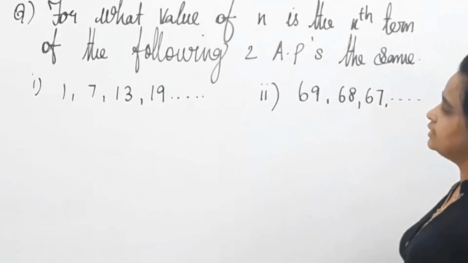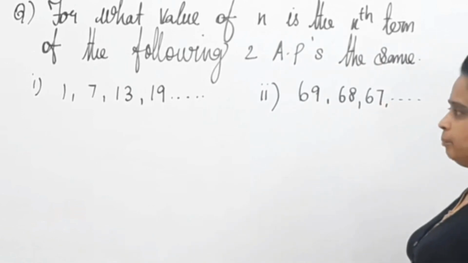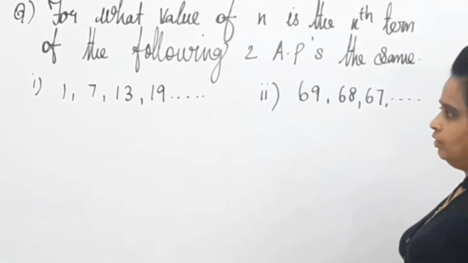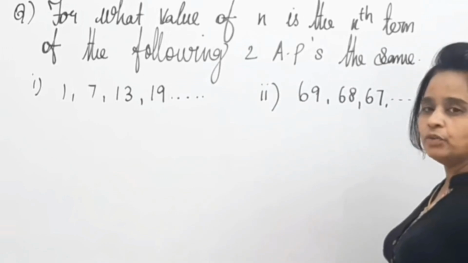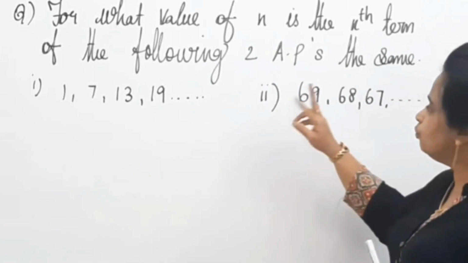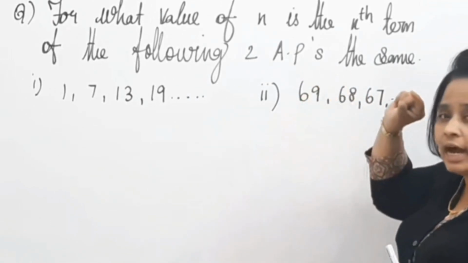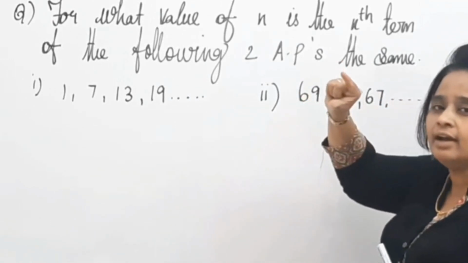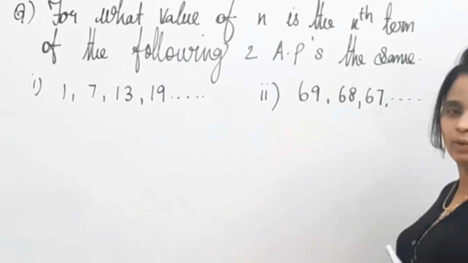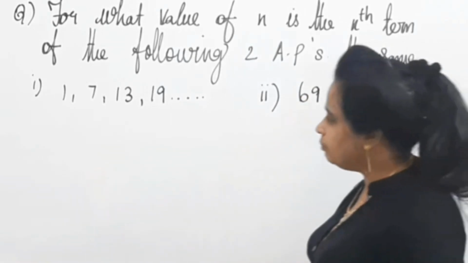Children, the question says, for what value of n is the nth term of the following two APs the same? So two APs are given. We have to find for which value of n the values of the two APs at that particular n will be equal. So the terms will be equal. That's the question. Now let me find it.